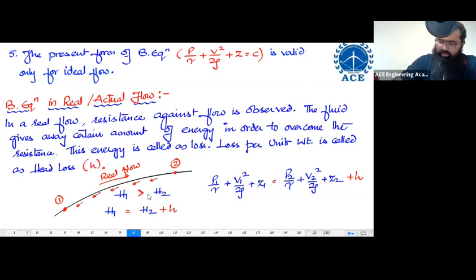Someone is asking me, is loss only due to viscosity? The answer is, not only due to viscosity. Of course, if the fluid is viscous, then you'll be having losses, but don't think that only viscosity is contributing.